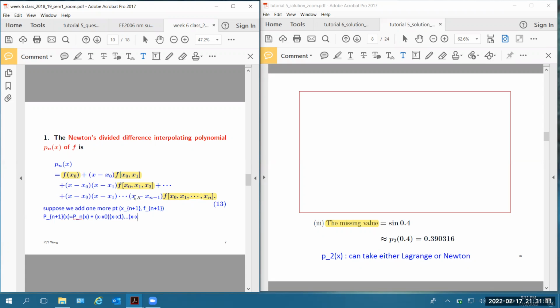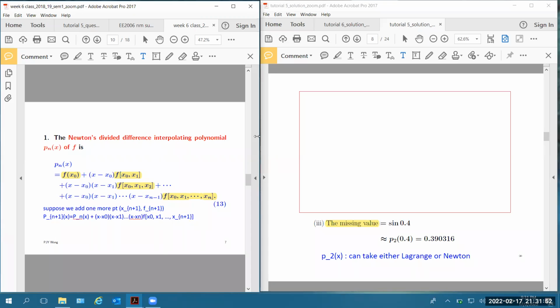X minus x naught, x minus x1, and the last term here should be x minus xn, right? Yeah, follow the pattern. Okay, and then followed by the divided difference, which is x0, x1, and until, okay, can you give me this last number here? Is it n plus 1? Yes. Yeah, so it should be this.